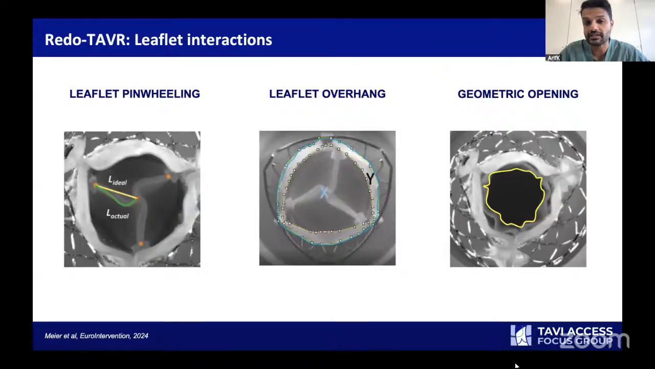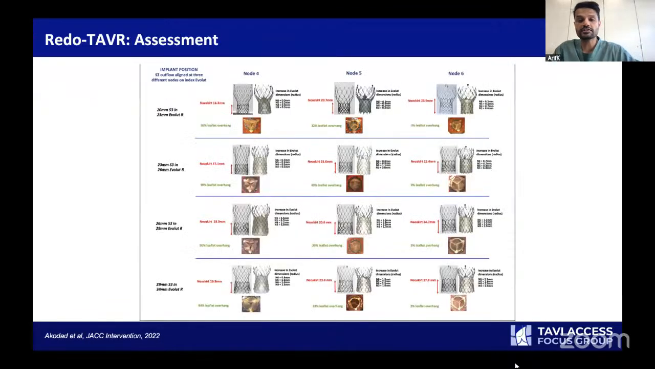When does it happen? When does it matter? Quantifying and evaluating leaflet overhang, as well as the opening of the second valve. There's really a lot of work that's been done. They've looked at different combinations of valves, and you can come up with these charts. So in this chart, down the x-axis, what you've got is different combinations of redo-TAV with Sapiens and Evolutes. You look across the column, you've got different heights.